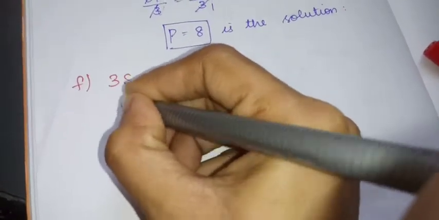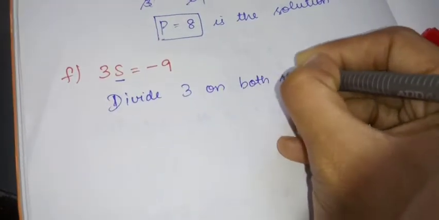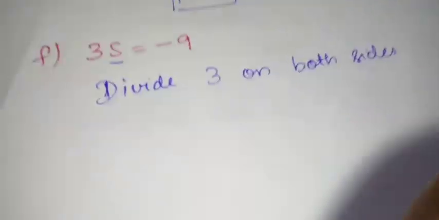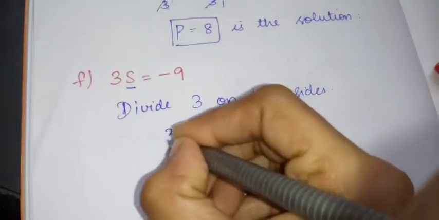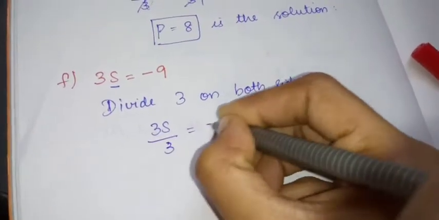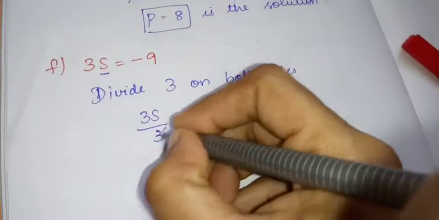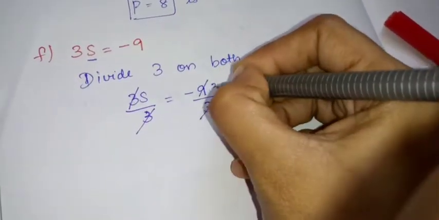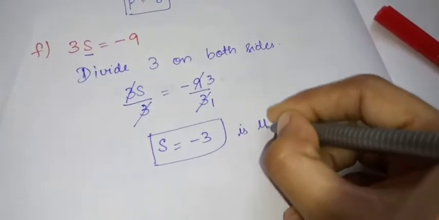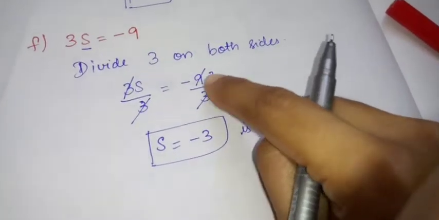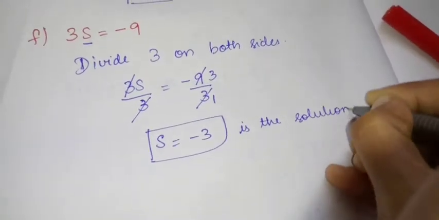So now divide by 3 on both sides. Is it correct? Divide by 3 on both sides. So this 3 will be eliminated. So 3s divided by 3 is equal to minus 9 by 3. 3 cancel. 3 1s are 3, 3 3s are 9. So s is equal to what? Minus 3 is the solution. Listen, don't write 3 alone. Actually the answer is minus 3. s is equal to minus 3 is the solution.